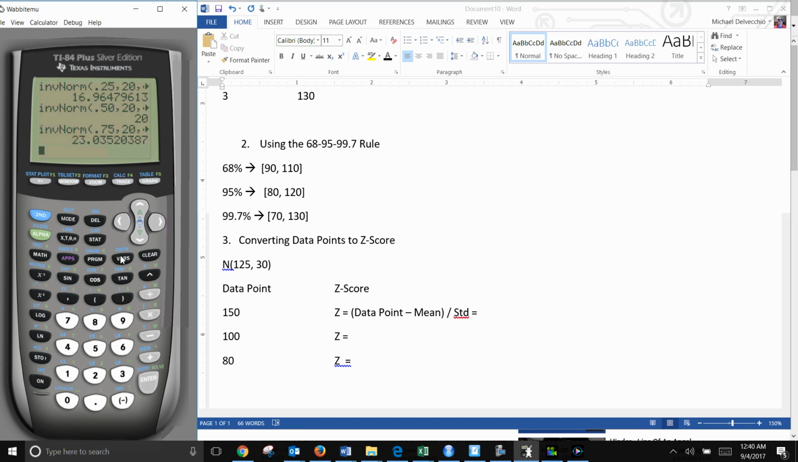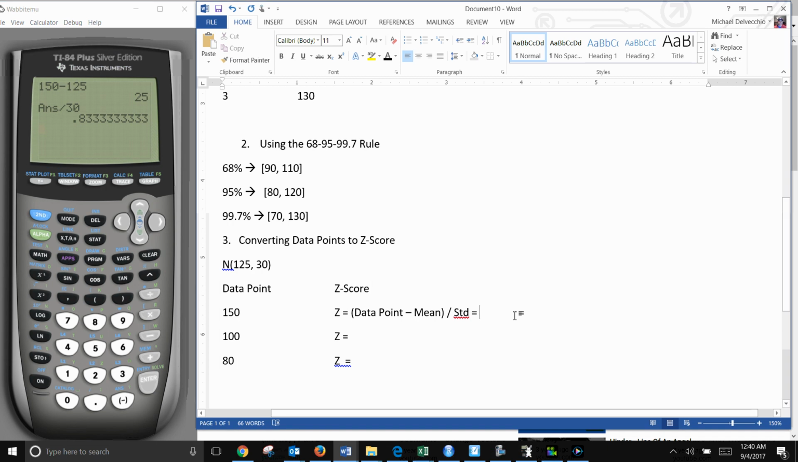Let's clear this out. So we have 150 minus the mean of 125, enter that, and then divide it by 30, which is the standard deviation. Okay, so we're going to round our z-scores to the nearest hundredth, or 2 decimal places, so that'd be 0.83.